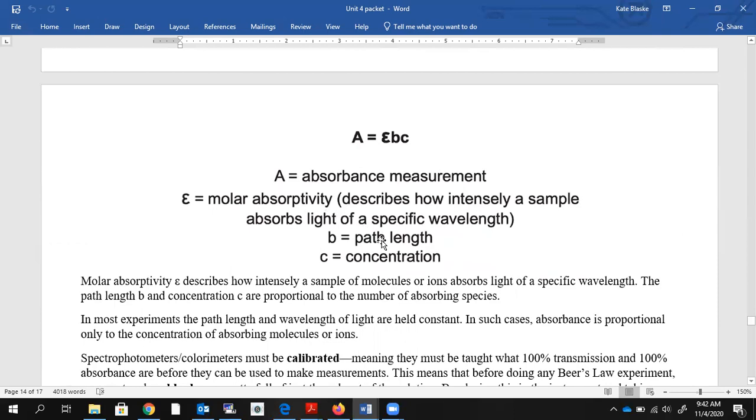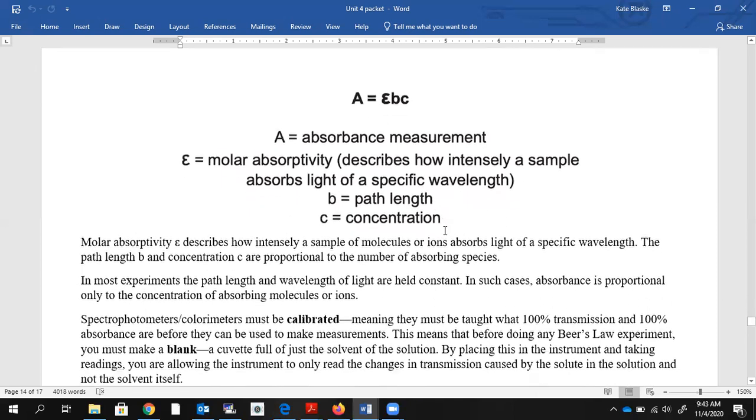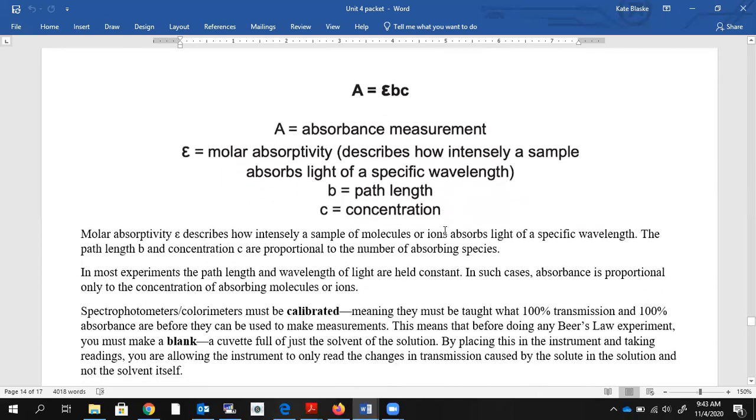b is the path length. That's how long that light traveled through the sample. So that has to do with the size of your cuvette. And then lowercase c here stands for concentration in molarity, so that we can see that our absorbance and our concentration are going to be directly proportional. Most times when we do Beer's law experiments, the cuvette size is standardized to 1 centimeter, so we always just assume that b is 1 unless we are told otherwise.